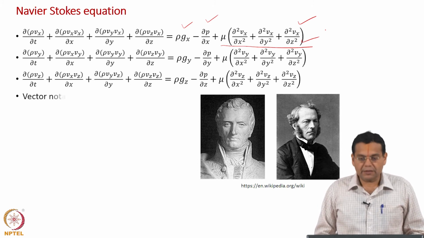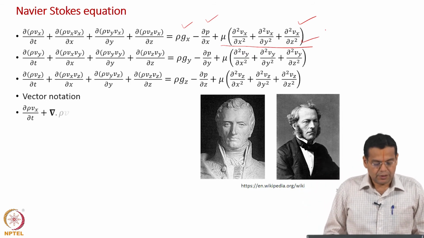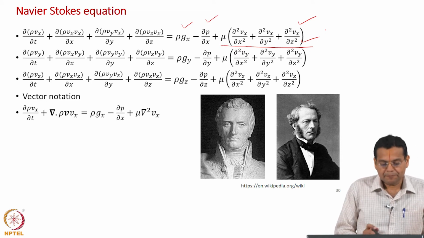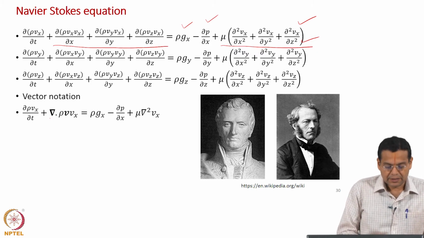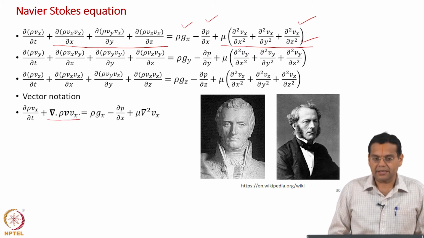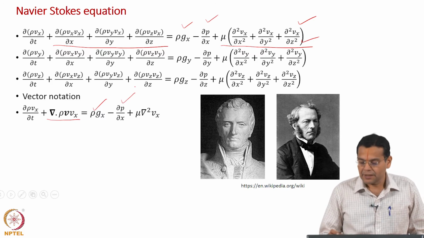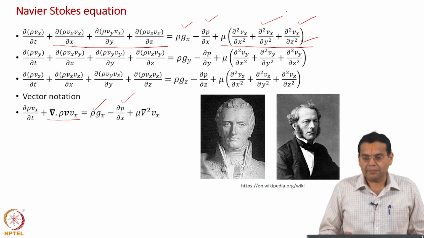And of course, we can put in a vector notation. The left hand side we have dou rho V x by dou t, and these 3 terms can be put in terms of divergence of rho v vector V x. And of course, right hand side we have rho g x, gradient of pressure in the x direction, and of course, these 3 terms can be nicely represented as the Laplacian or del squared of V x. Okay. So, that way this equation is more compact.